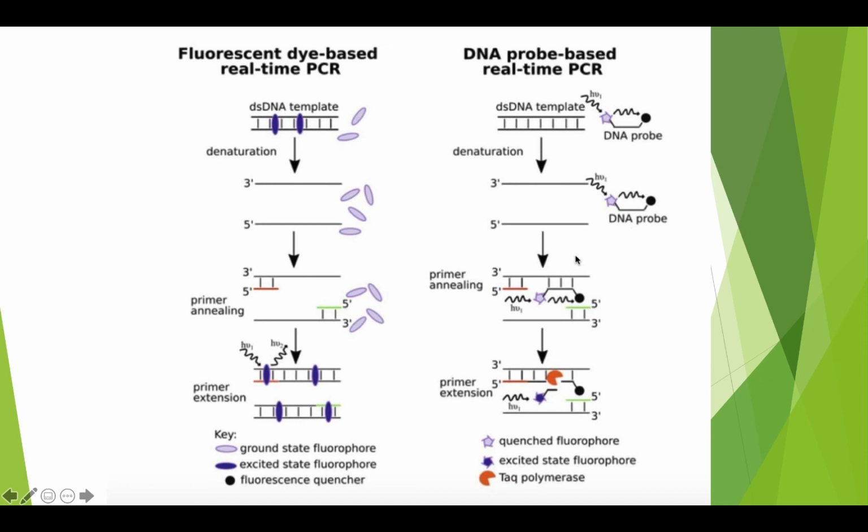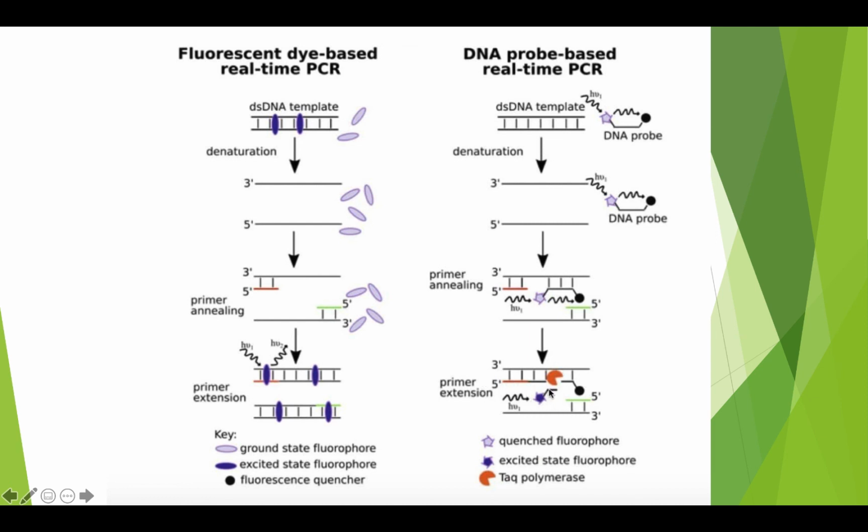If the sequence is there, it will anneal. Once the polymerase comes, it will break off the fluorophore. Once it's broken off, it will become excited. If it is excited, it is fluorescent.